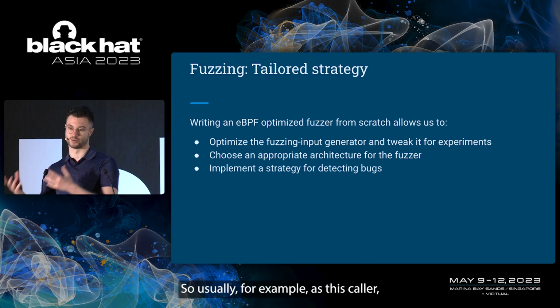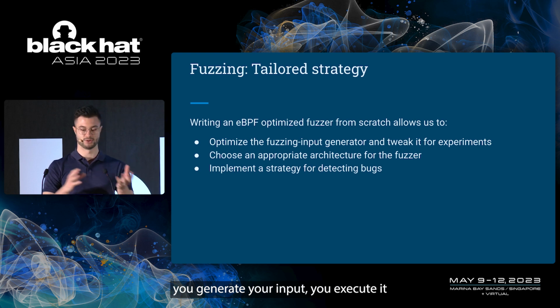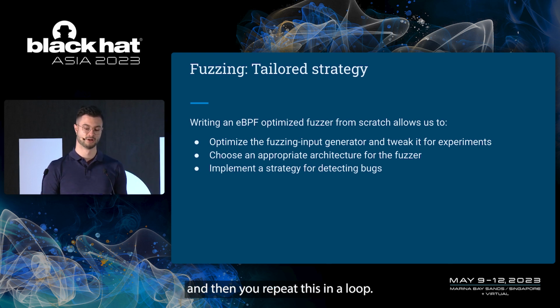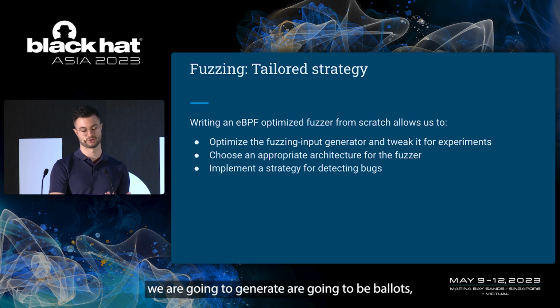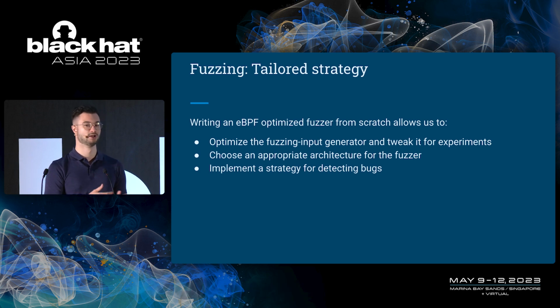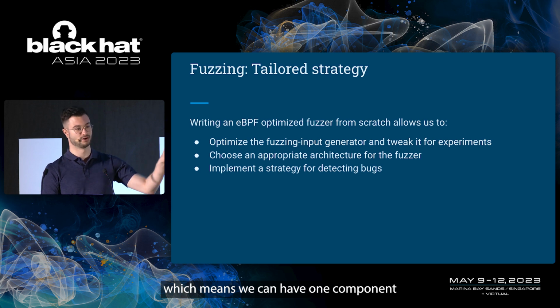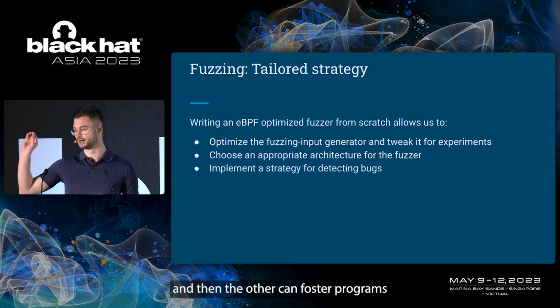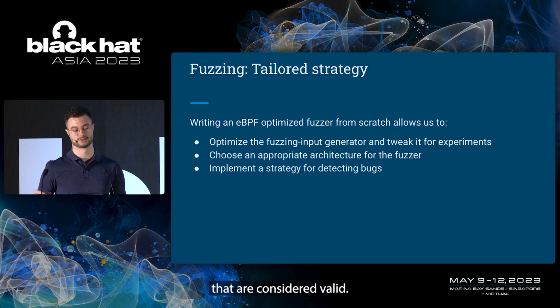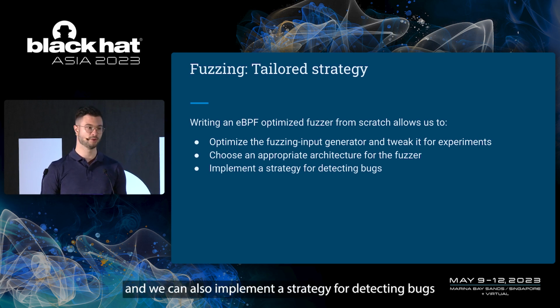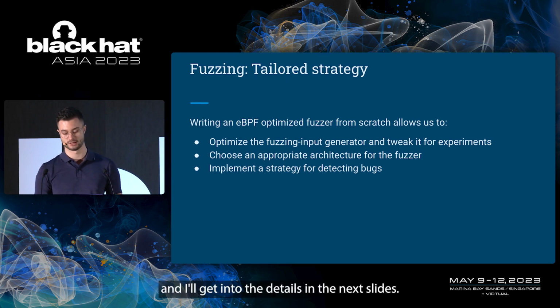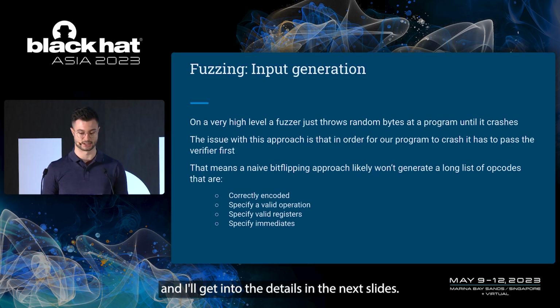And we can also choose an appropriate architecture for the fuzzer. So usually, for example, with syzkaller, you generate your input, you execute it, and then you repeat this in a loop. However, with eBPF, we need to verify programs, and not all programs we are going to generate are going to be valid, which means we can have one component generating programs, and then the other can fuzz the programs that are considered valid. So this allows us to build a more optimized architecture. And we can also implement a strategy for detecting bugs, because this is quite subtle, and I'll get into the details in the next slides.